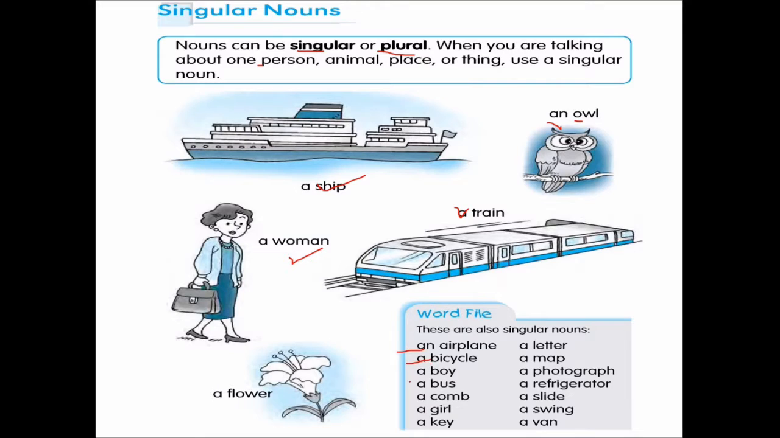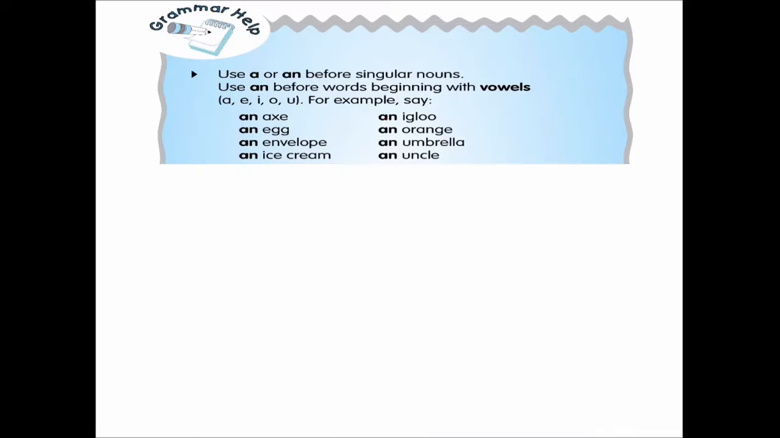An airplane, a bicycle, a boy, a bus, a comb, a girl, a key, a letter, a map, a photograph, a refrigerator, a slide, a swing, a van. So use a and an before singular nouns. Use an before the words which begin with vowels. What are these vowels? A, E, I, O, U.